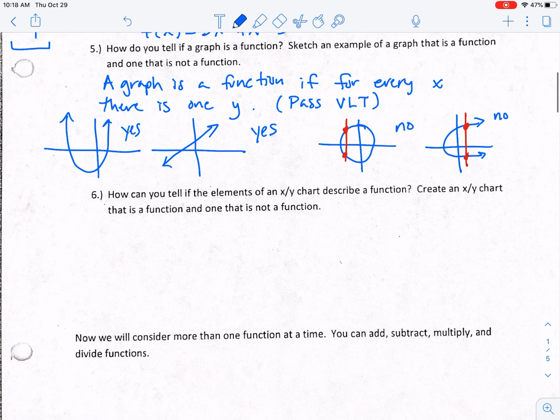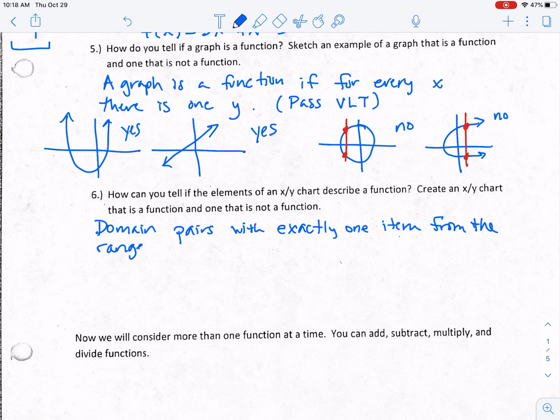Okay. So how can you tell if the elements are in an XY chart? Okay. If it's a function, the domain's going to pair with exactly one item from the range. All right, so that means one x value is mapped to only one y value.